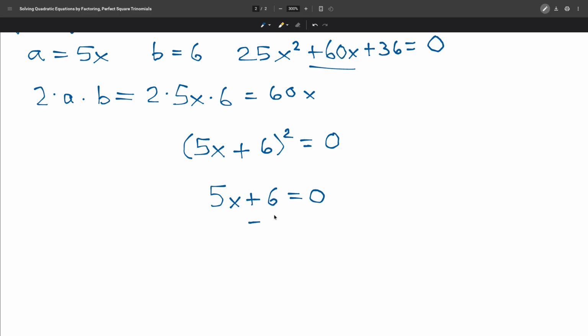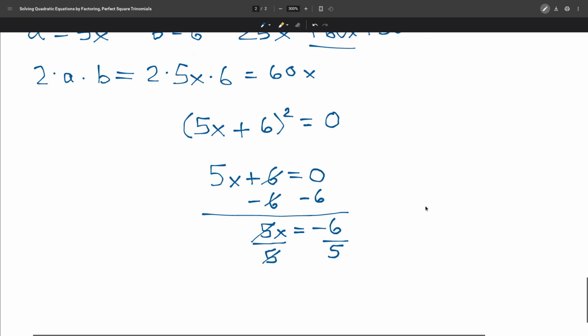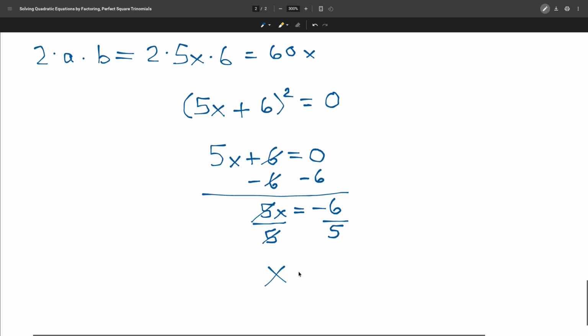All right, we're going to subtract 6 from both sides. 6 minus 6 is 0. We get 5x equals negative 6. Then we divide both sides by 5. And we get x equals negative 6 fifths for our solution.